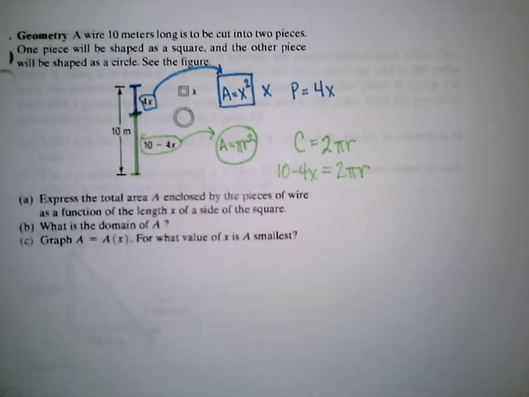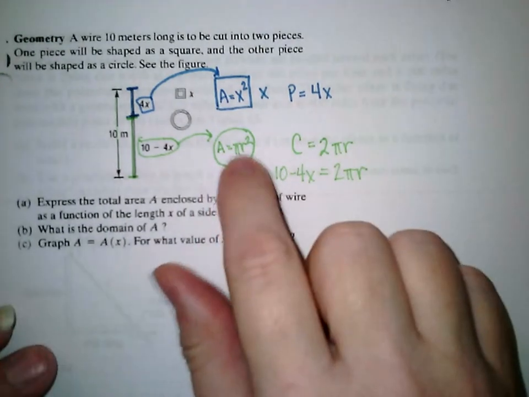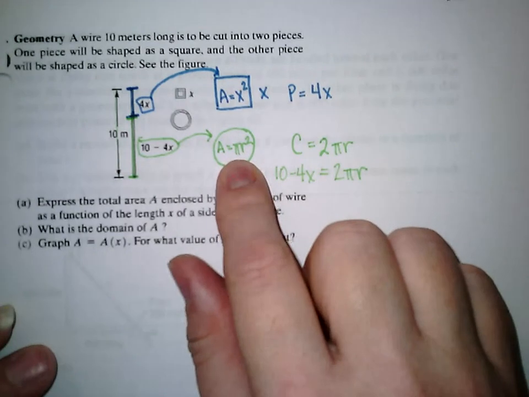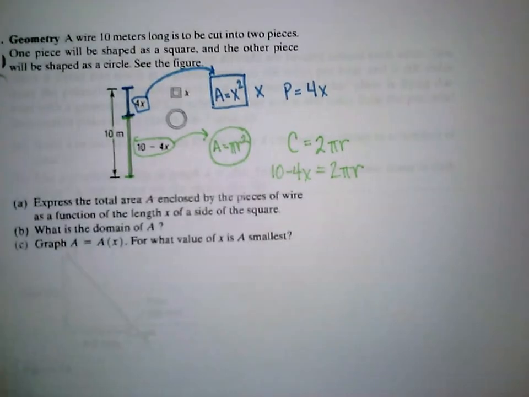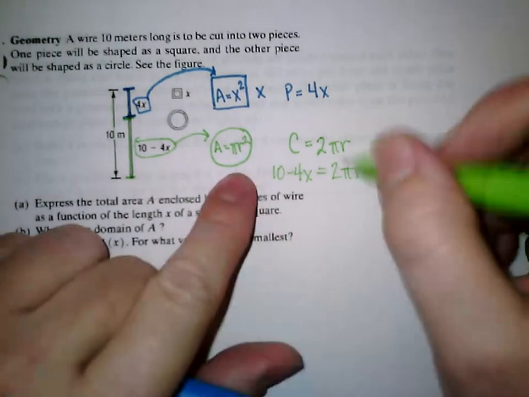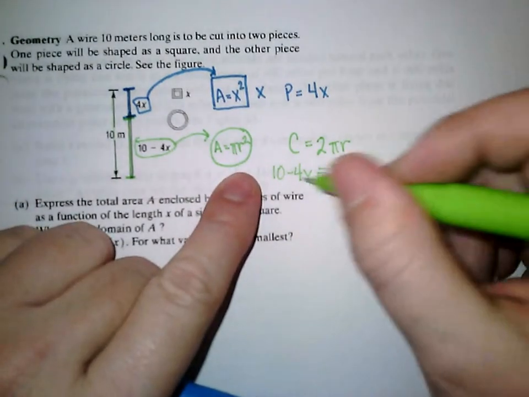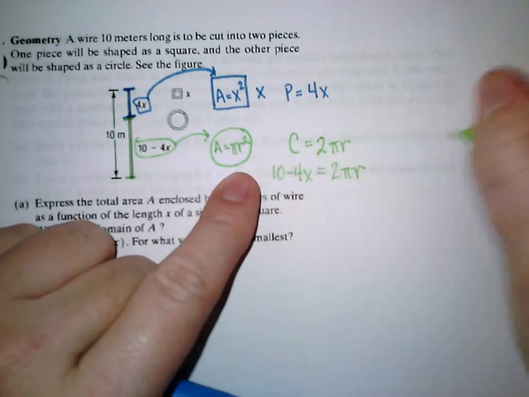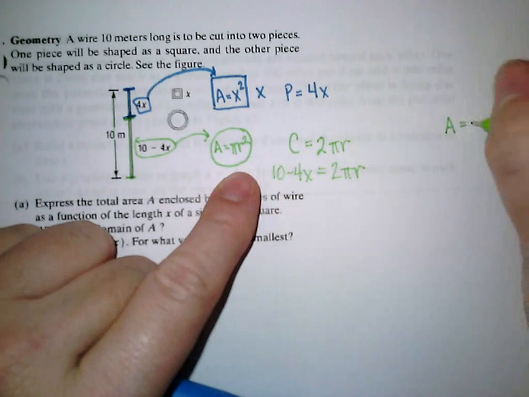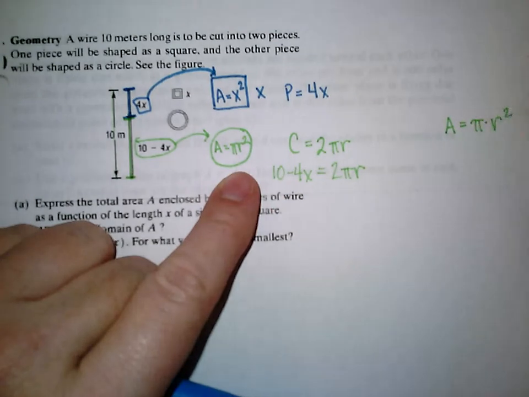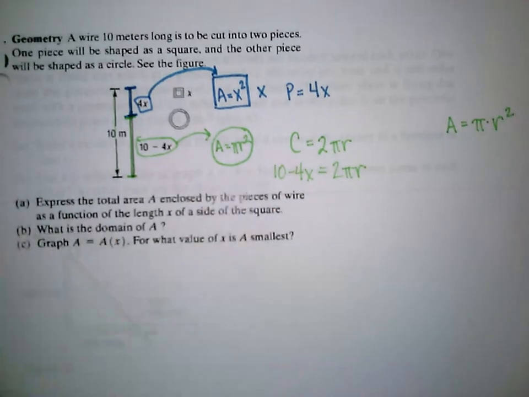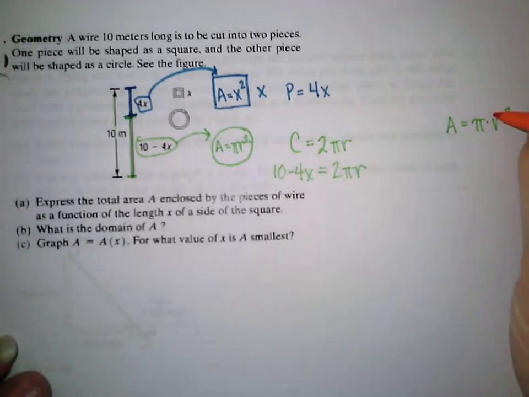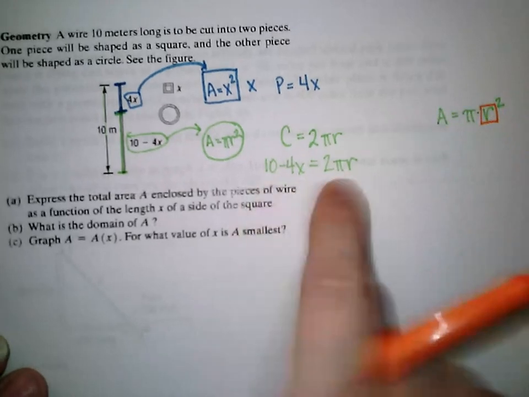So part of the issue that we're going to have to deal with is the area for the circle doesn't have x in it. And so we're going to have to somehow figure out a way to use this circumference equation to replace that r. So we'll go A equals pi times radius squared. And what we're needing to do is replace the r in that formula, pi r squared, using this relationship.